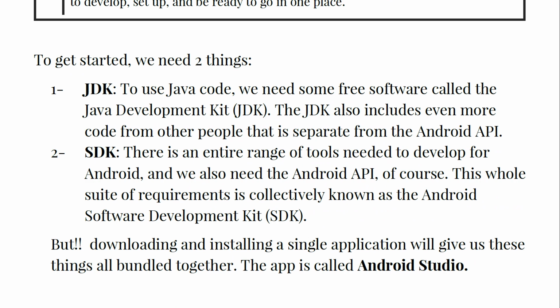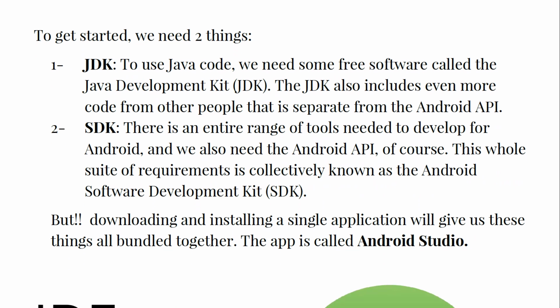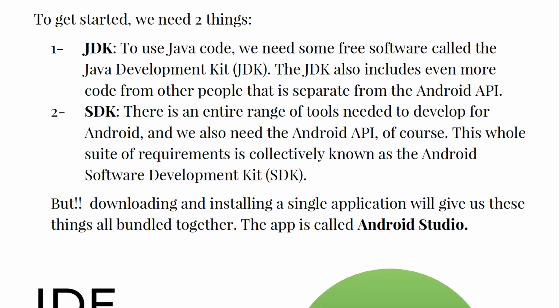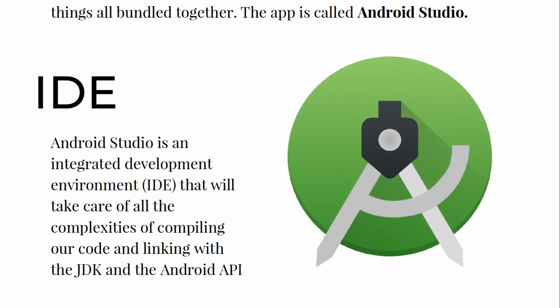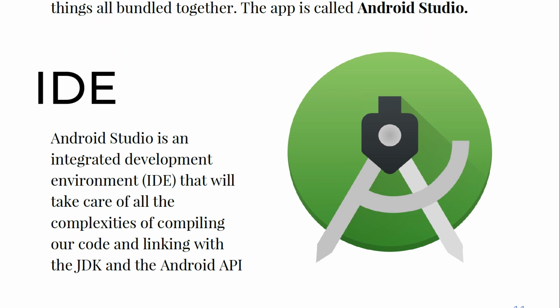And we also need the Android API, of course. This whole suite of requirements is collectively known as the Android Software Development Kit. But downloading and installing a single application will give us these things all bundled together. This app is called Android Studio. So, this IDE is called Android Studio, which bundles together the SDK and JDK.